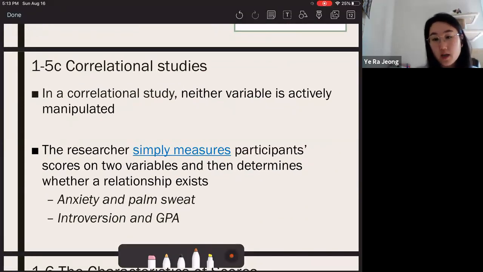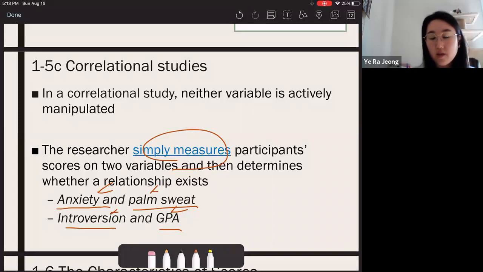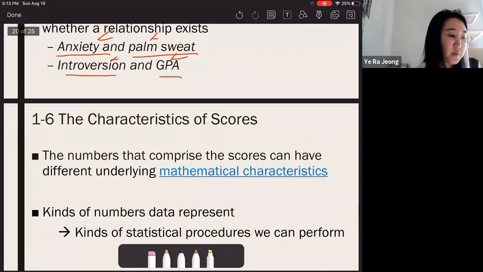However, in a correlational study, no variable is being manipulated by the researcher. The researcher simply measures participant scores on all the variables they're interested in instead of manipulating anything. For example, anxiety versus palm sweat, or introversion versus GPA. None of these variables are manipulated, but participants are simply asked, how introverted are you? What is your GPA? Or you just measure the amount of palm sweat people have. When you're simply measuring without manipulating anything, it's a correlational study. Again, if you see nothing is manipulated in an example, that means it's a correlational study because there's no independent nor dependent variable.